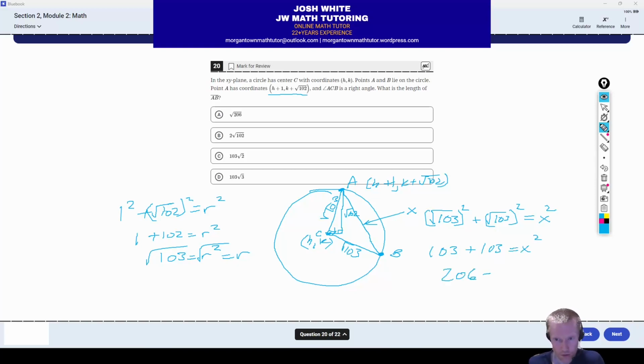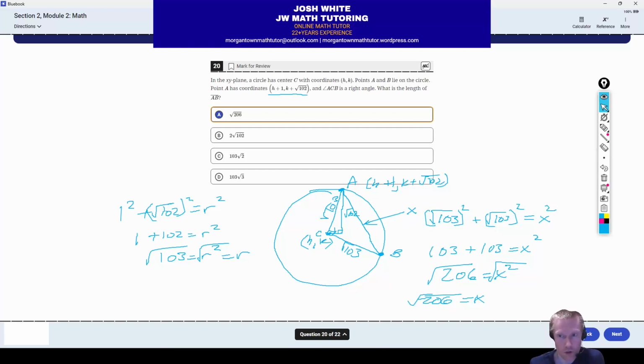So we get 206 equals x squared. Now we can square root both sides. X is just going to be square root of 206. So the correct answer for this problem is letter A, because that doesn't simplify. 106 is just 2 times 103.